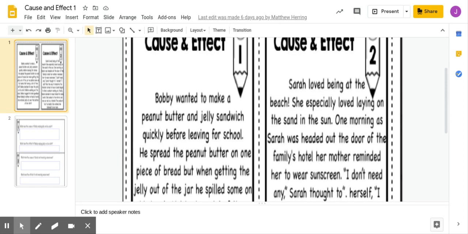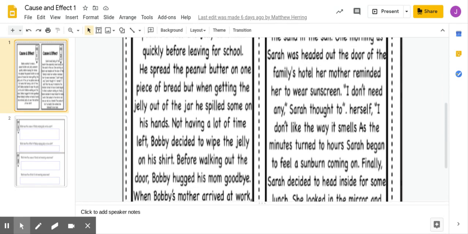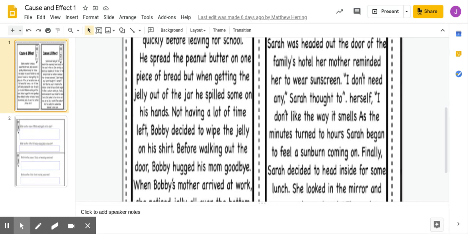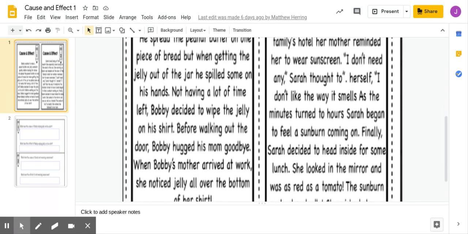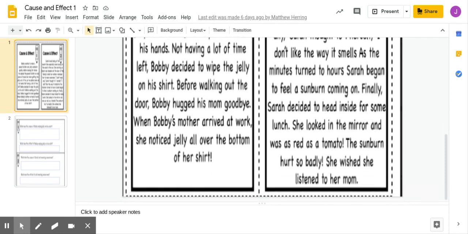Bobby wanted to make a peanut butter and jelly sandwich quickly before leaving for school. He spread the peanut butter on one piece of bread, but when getting the jelly out of the jar, he spilled some on his hands. Not having a lot of time left, Bobby decided to wipe the jelly on his shirt. Before walking out the door, Bobby hugged his mom goodbye. When Bobby's mother arrived at work, she noticed jelly all over the bottom of her shirt.